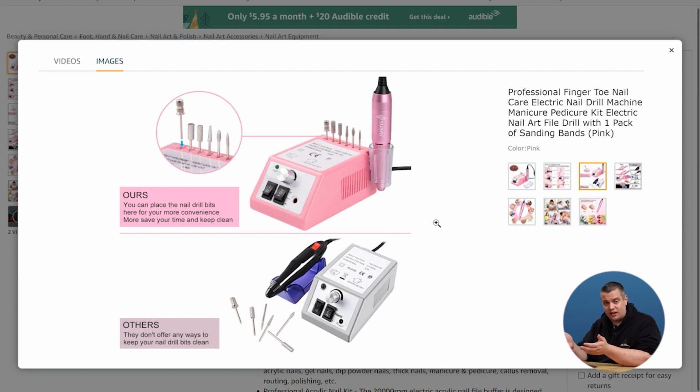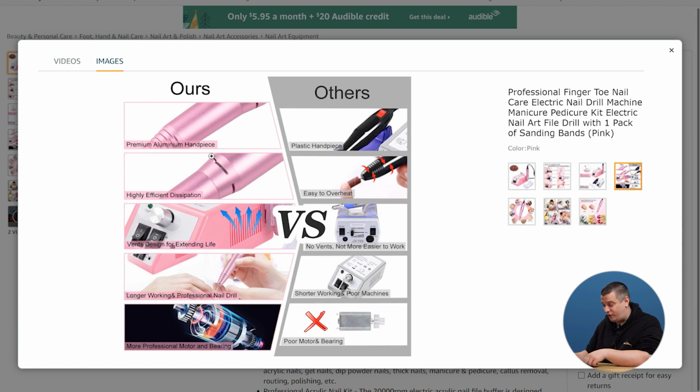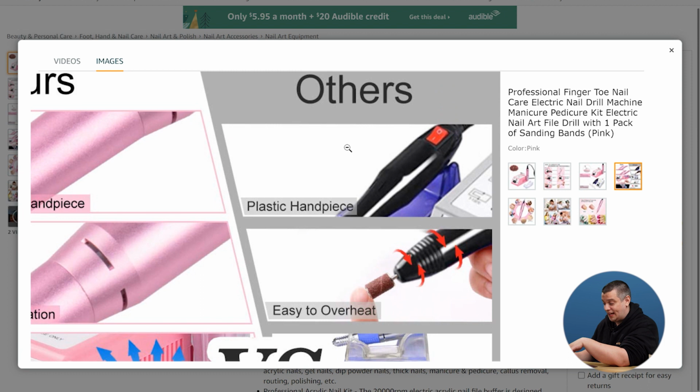The customer's never going to get it, which means you just wasted effort and time to make this picture, and it's just, again, waste. Next one, same again, ours and others. Super small writing again, all kinds of different features. This is made of aluminium. This is the best example here. The first example, premium aluminium handpiece, and the others have a plastic handpiece.